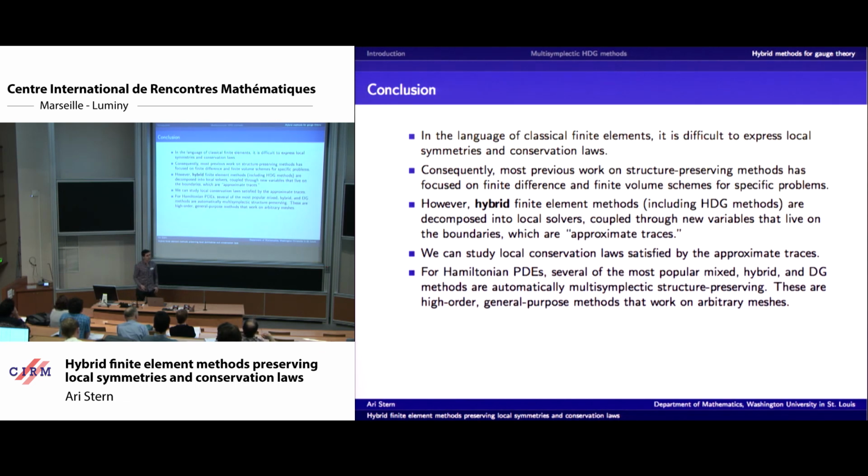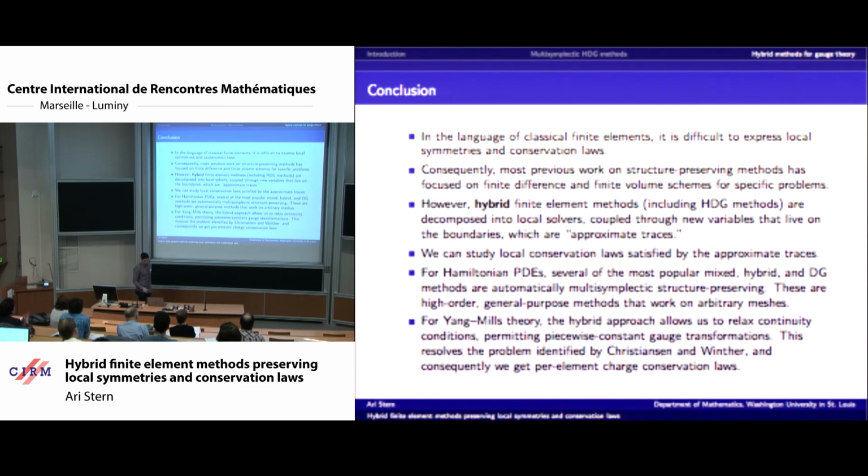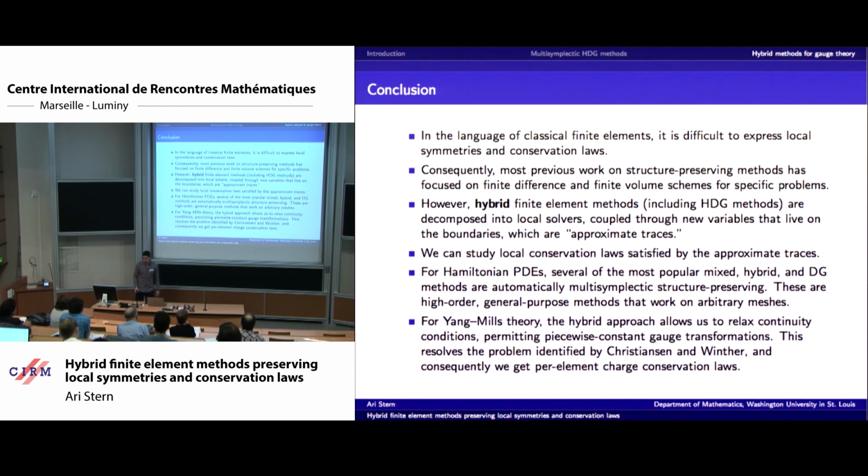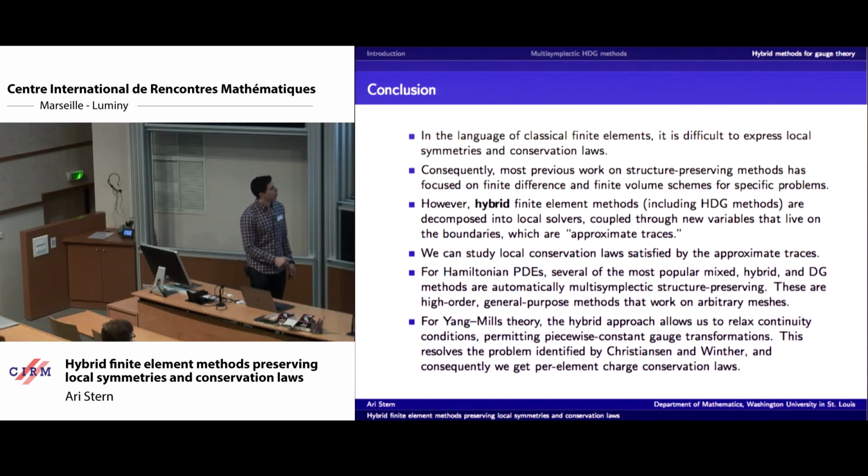For Hamiltonian PDEs, it turns out a whole lot of methods are multisymplectic structure preserving. And for Yang-Mills theory, the advantage of this hybrid approach is it allows us to take piecewise constant gauge transformations, which are actually local symmetries of the method, whereas the continuous finite element formulation does not have any local gauge symmetry. And consequently, we get per element charge conservation laws.